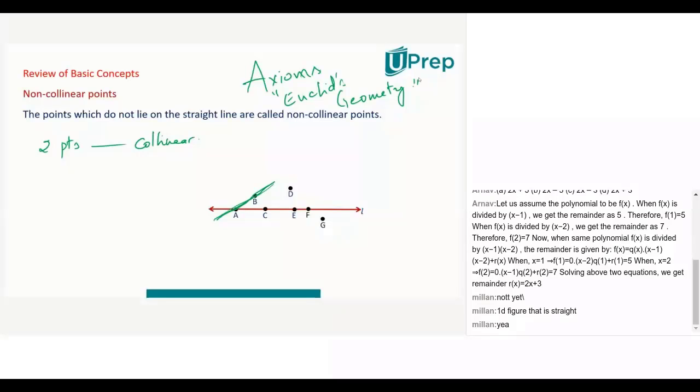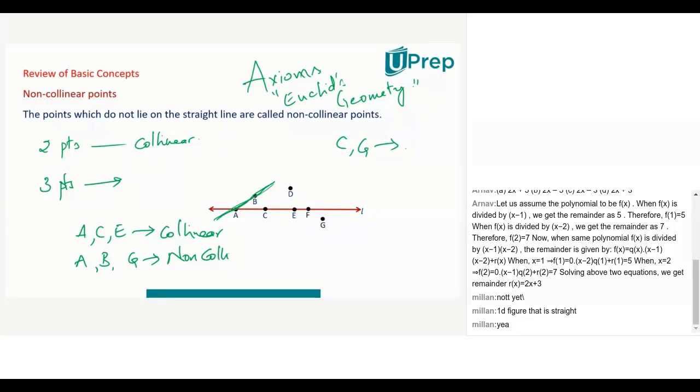So for collinear or non-collinear, I should start talking only from three points. If I ask you A, C, E, you can say the answer is collinear. If I ask you A, B, G, you can say they are non-collinear. But if I say C, G, don't even think. Two points will always be collinear.